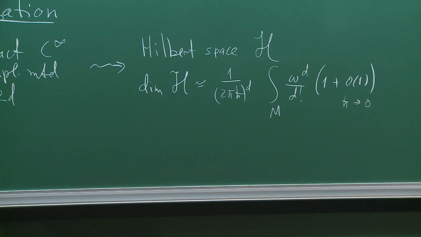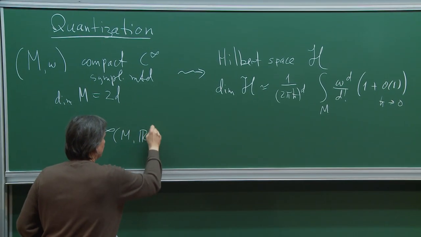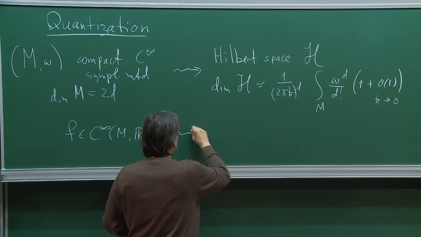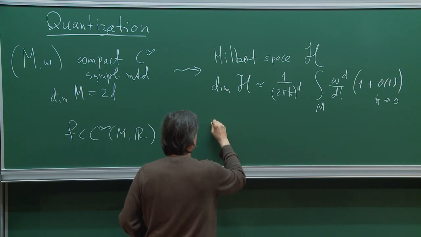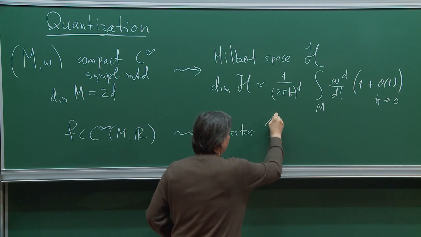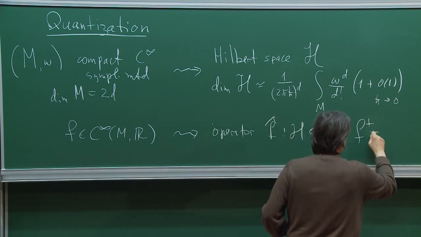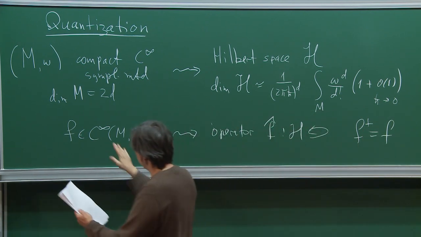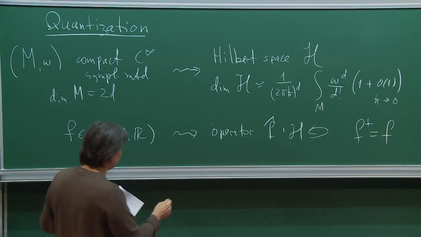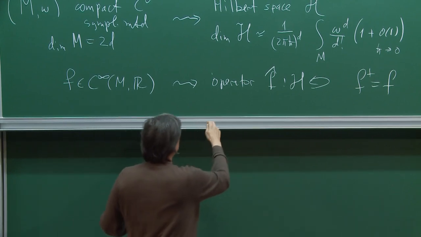And quantization means that for each function on the manifold, you associate a self-adjoint operator, f hat, from the Hilbert space to itself, which is self-adjoint. It corresponds to the fact that this function was real.